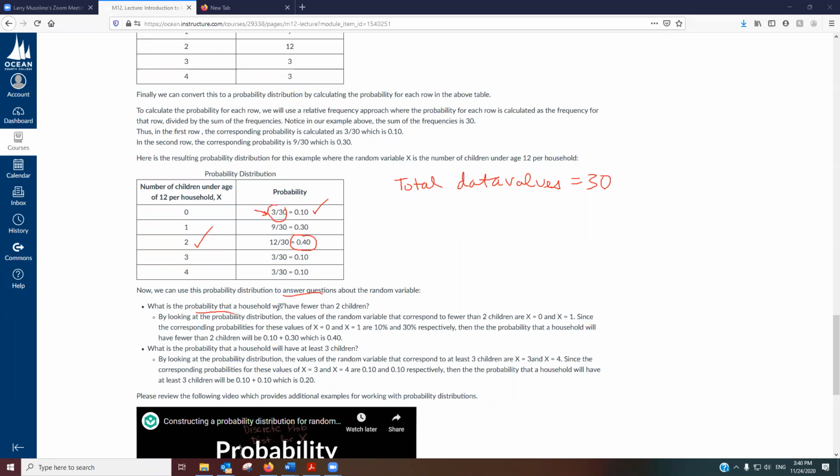What's the probability that a household will have fewer than 2? Fewer than 2 children really means having just 0 and 1. That's going to be these 2 probabilities added together. If I add 0.1 and 0.3, I get 0.4. What's the probability that a household will have at least 3 children? At least 3 means 3 or larger. Here's 3 or larger. That's going to be 0.1 plus 0.1, which is 0.2.